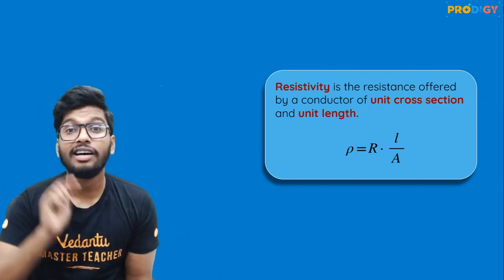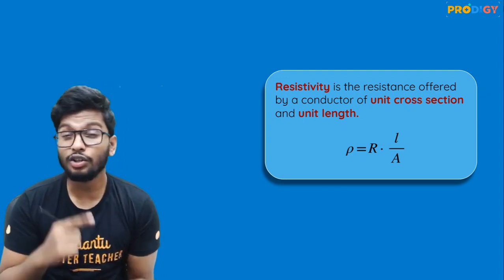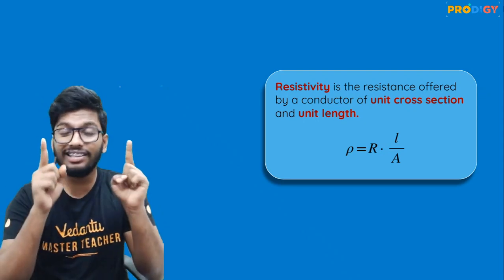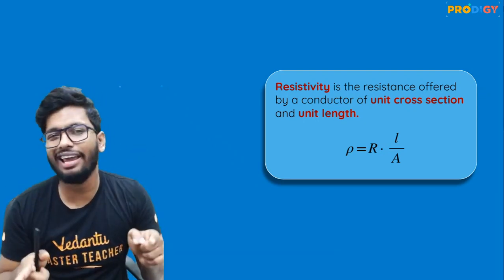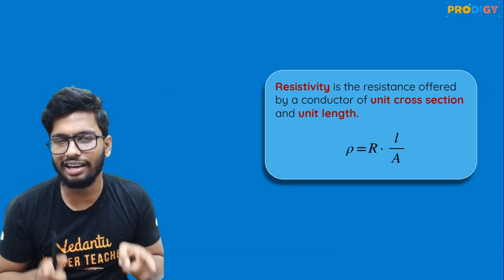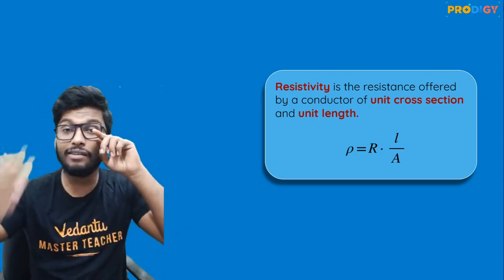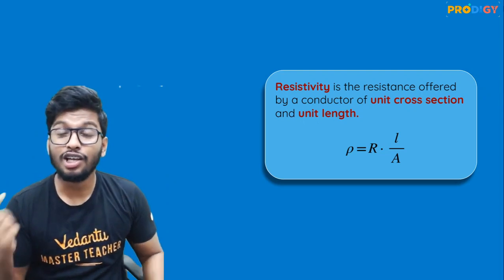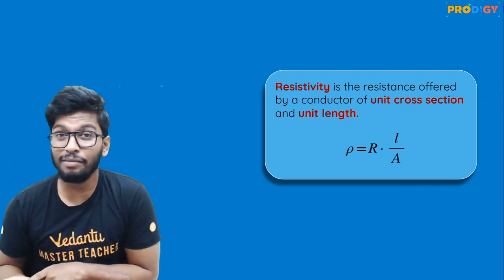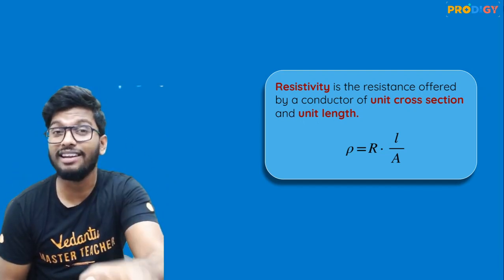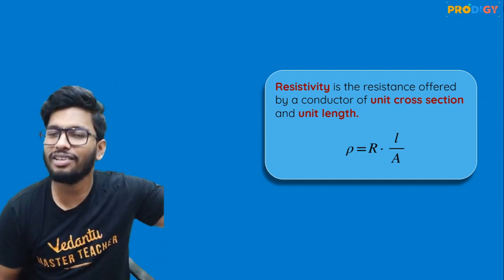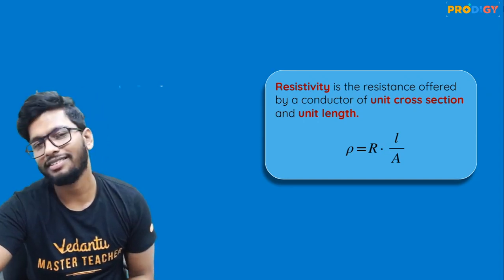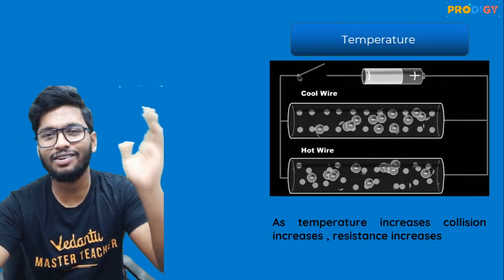So again guys, resistivity is a property of the material. Different materials will have different resistivity. When you say unit cross-sectional area and unit length, whatever material I take, the length and the cross-sectional area remain the same. So what is the one factor that it depends on then? The material itself. Different materials will have different resistivity, and hence the value of rho would also be different. And one last thing guys, it also depends on the temperature.